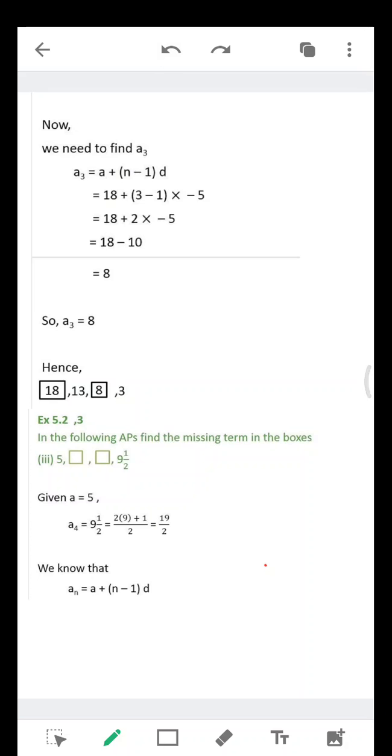Now we have the formula. From this fourth term, I'll try to find the value of D. Once I get the value of D, the common difference, I can find any term of the series, whatever it may be. Substituting the values, A4 is equal to A plus 4 minus 1 into D. The fourth term is 19 by 2. So putting here 19 by 2 is equal to, what is our A value here? 5. So we'll put 5 plus 3D.